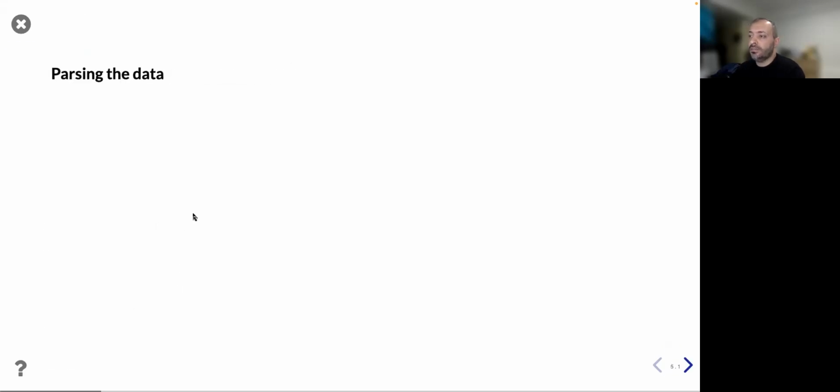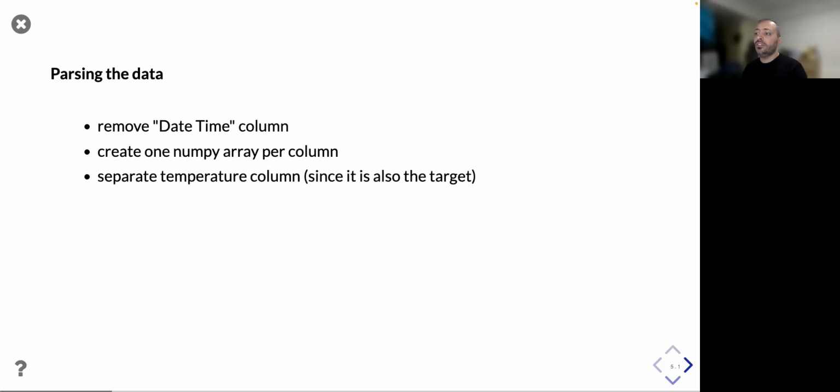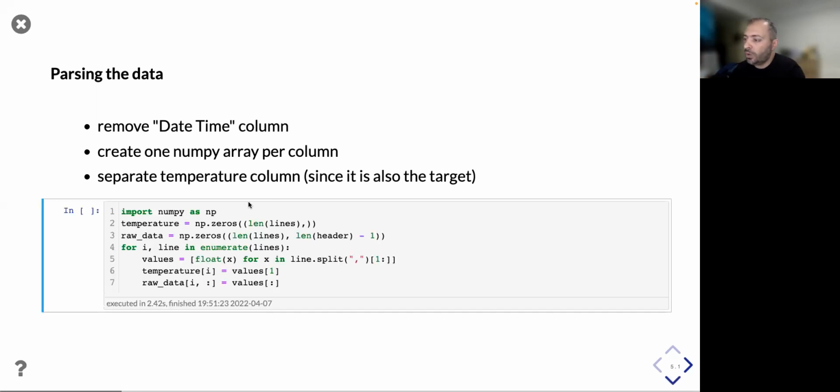Now, let's parse the data to see what we can do. First of all, the first column is the date, the daytime. We are going to remove this since we are not going to use this as a feature. We are going to use this only in order to know which step to include in this specific sample. Then we will create one numpy array per column, and we will separate the temperature column because this will also be the target. So the target, I repeat it, is to predict the temperature 24 hours in the future. So we will have one numpy array for the input data, which includes the temperature, and one separate only for the temperature.